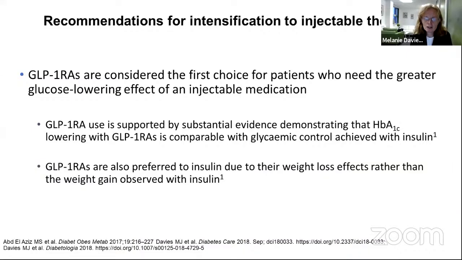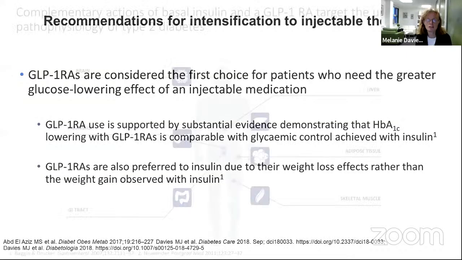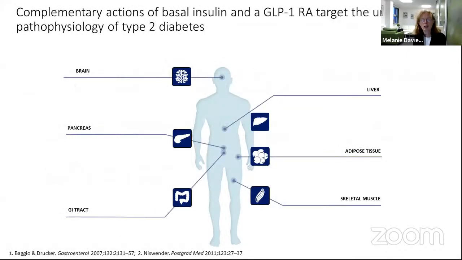So GLP-1s, as I've said, should be considered as the first choice for patients who need the greater glucose lowering effect of an injectable medication, because when we reviewed the evidence, there's substantial evidence now supporting equal or greater A1C lowering with GLP-1s comparable to insulin, but an advantage in terms of weight and also an advantage in terms of a low risk of hypoglycemia.